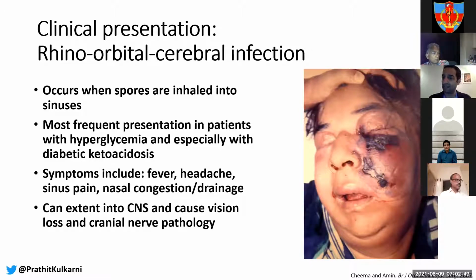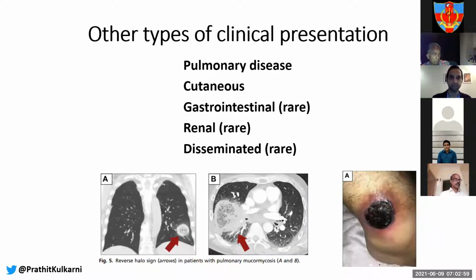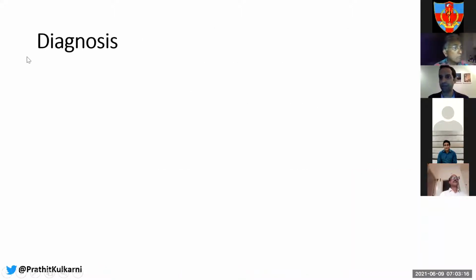It can extend into the central nervous system and cause vision loss, cranial nerve pathology. And the mortality rate can be quite high, anywhere from 25 to over 50%. Other types of clinical presentation of mucormycosis include pulmonary disease in the lungs, as you see on the CAT scan there, cutaneous disease, as you see on the picture on the right, and much more rarely, gastrointestinal disease, renal disease, and disseminated infection. So how to make the diagnosis?